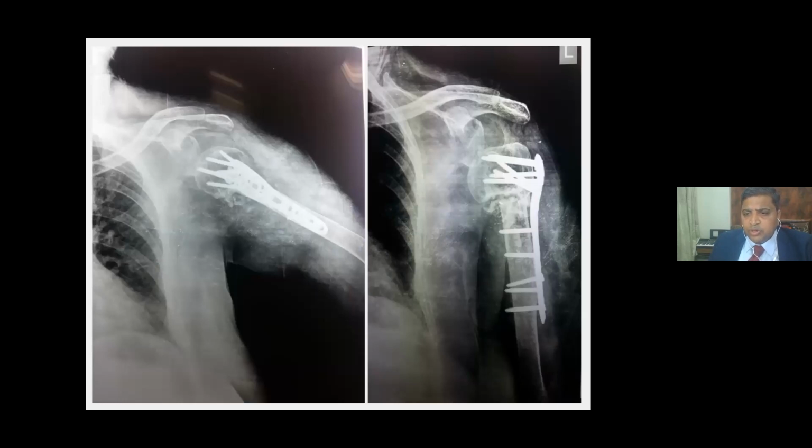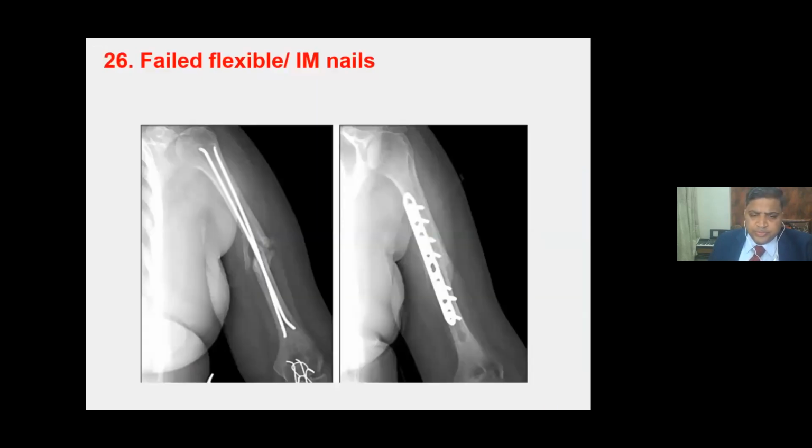Another case scenario of a non-union of the proximal humerus. Again, a good Philos plate with a good rigid fixation and stable reduction and early mobilization is the key, so as to get a union in such kind of case scenarios.